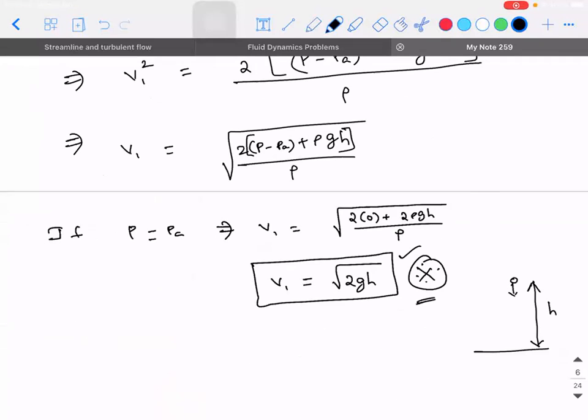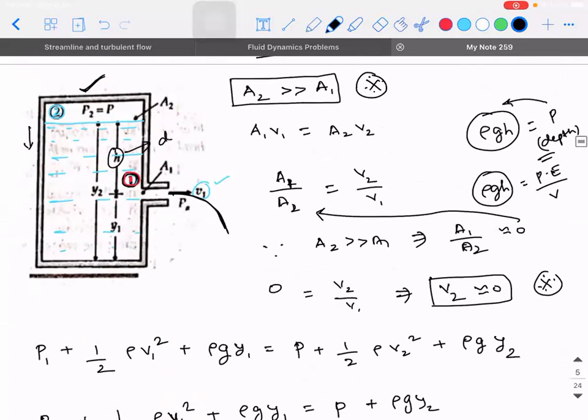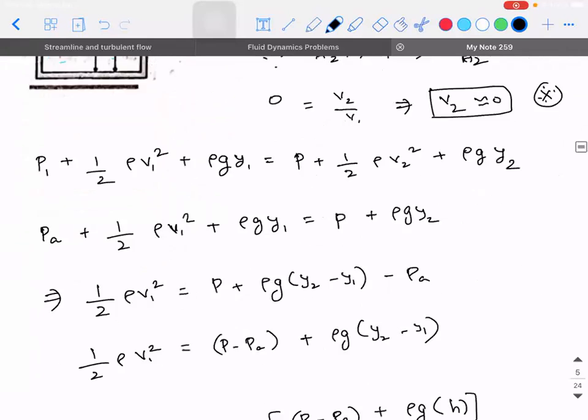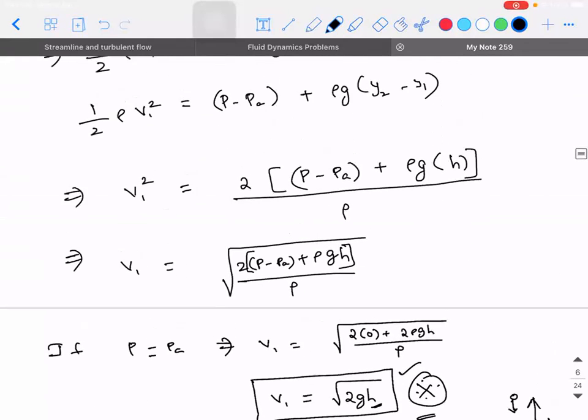Right? But the only difference is in the case of kinematics, the value of H is height. Whereas in the case of speed of efflux, the H is depth. So please make a clear note of it, or else you will definitely use it in a wrong way. Am I clear?